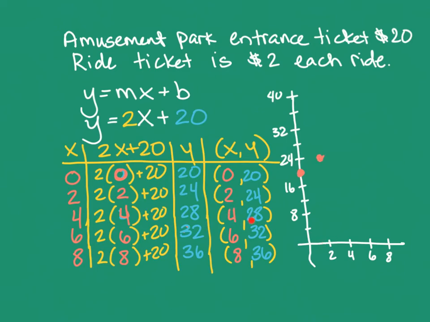4 on the x, turn, go 28 on the y, mark the spot. 6 on the x, turn, go 32 on the y, mark the spot. 6 on the x, 32 on the y. 8 on the x, turn, go 36 on the y, right about there. Forgive me for not having graph paper and not having a ruler, but there we go.